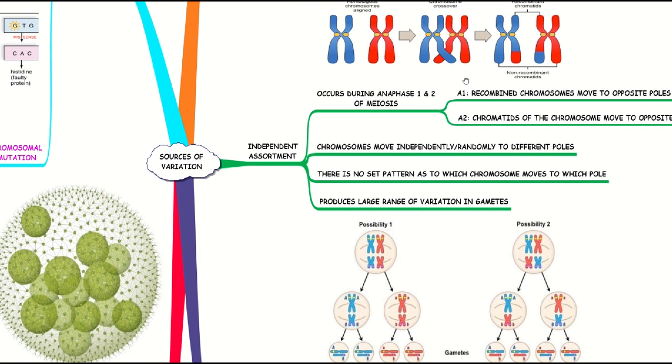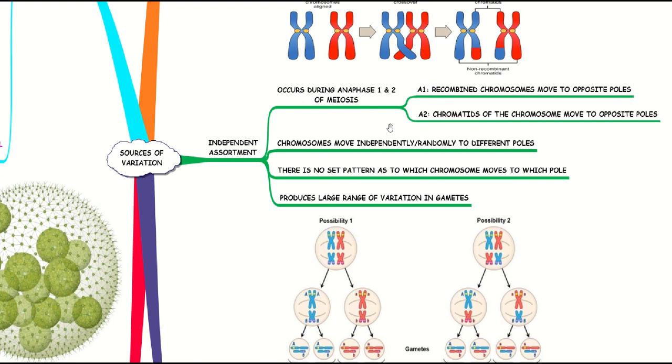All right, next we have independent assortment. Now, when the chromosomes assort, we say they move from the equator and they move towards the poles. In anaphase 1, the recombined chromosomes move to the opposite poles, and in anaphase 2, the chromatids of the recombined chromosomes, the chromatids move to the opposite poles.